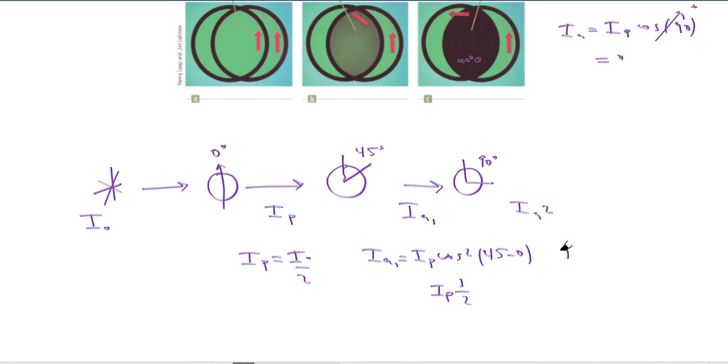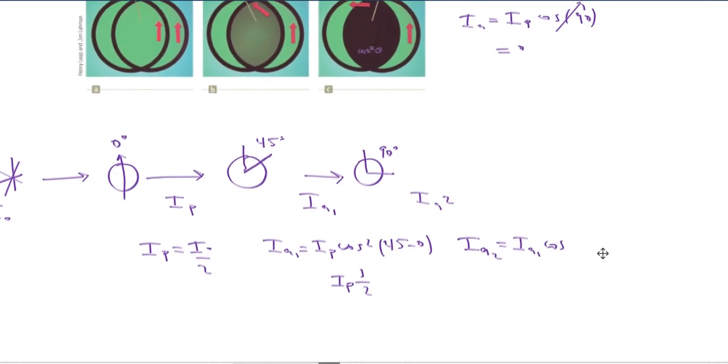Now, let's look at I_A2. Before it was 0, remember? Before we put this filter in the middle. Now what is it? Well, now I've got I_A1 times cosine squared. This is the mistake you might be tempted to make, to say this is cosine squared of 90 degrees, which we know is 0, but that's not true. You've got to take the difference between these two filters. This one's at 90, this one's at 45, so I take 90 minus 45, I get cosine squared of 45, which is 1/2 again. So this is I_A1 over 2.